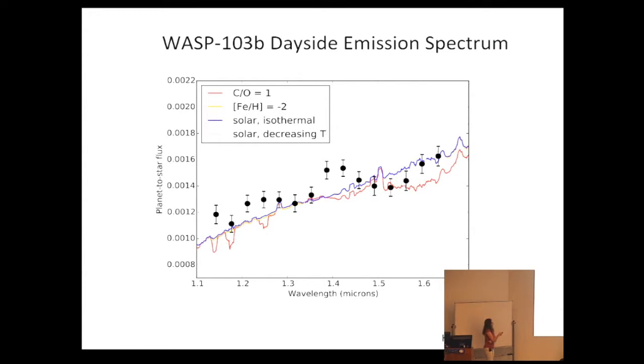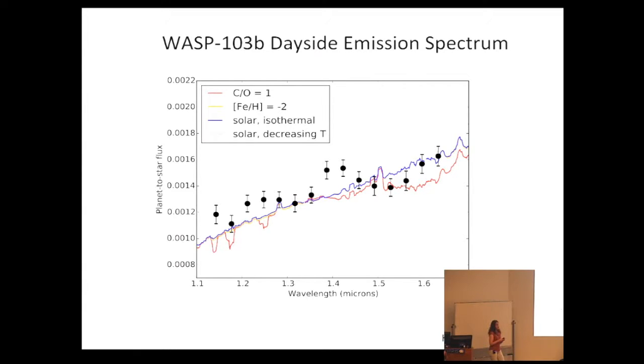And so there's a couple different explanations for this. One is that the planet's atmosphere is carbon rich, just like what was proposed for WASP-12. Alternatively, it could have no metals in its atmosphere, be very metal depleted, and then you wouldn't see absorption features either. But a third possibility is that the atmosphere is simply isothermal over the pressure levels that we're probing.